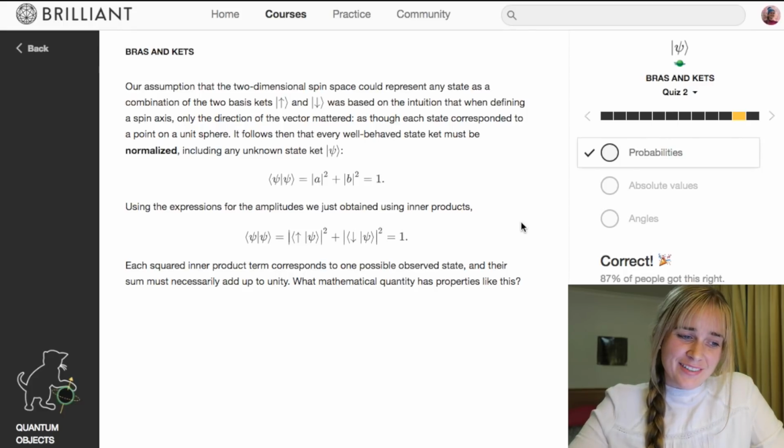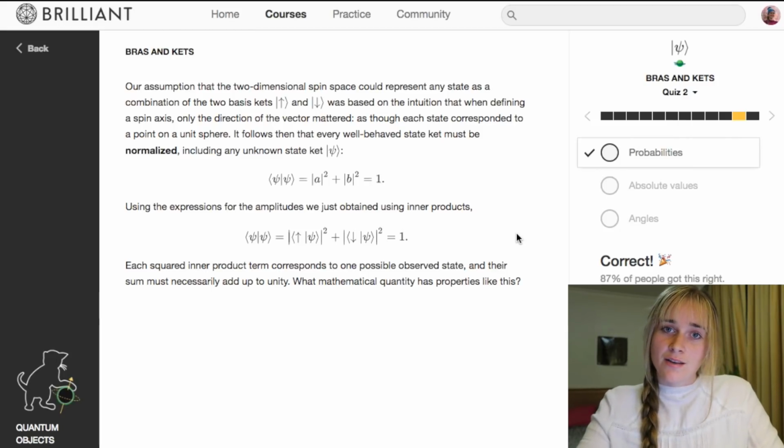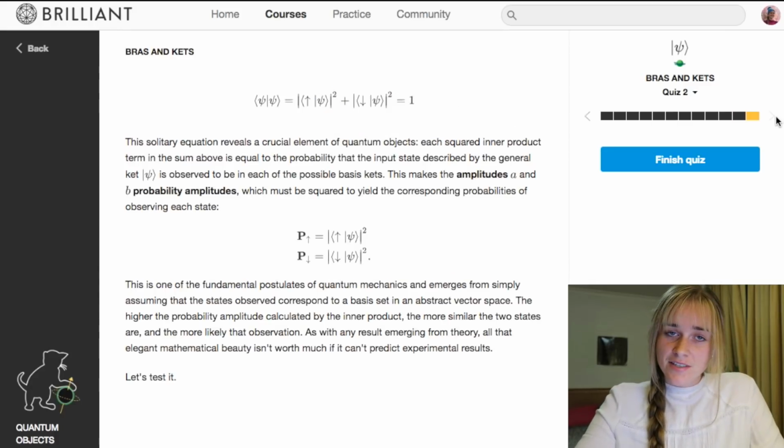And we're asked by Brilliant here, what mathematical quantity has properties like this? This is how probabilities behave. If something has a probability of 1, that's like 100% of something occurring. If you have 2 possible options or events that could happen, and they're equally likely, they would each have a probability of 0.5 or half, meaning that if you added those two together, you'd end up with 1. Means something is certainly going to happen, but there is a 50% chance of it going one way or the other. That's very similar to what we're dealing with here in the quantum states.